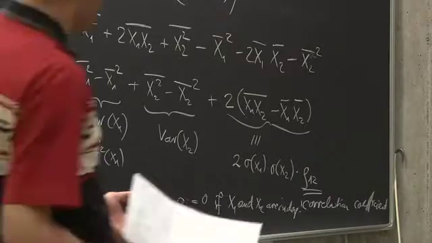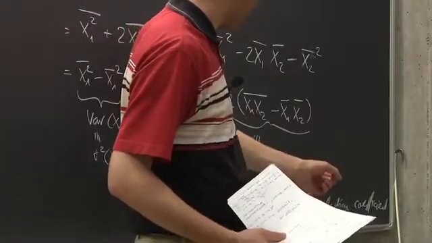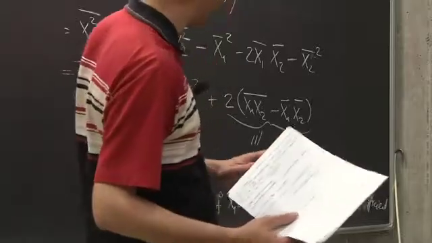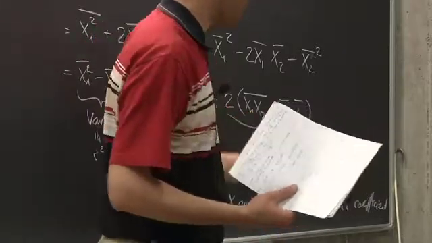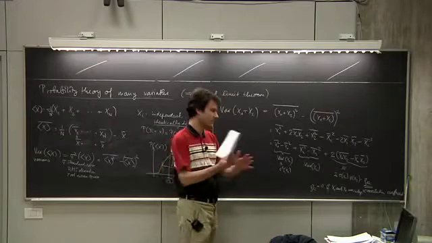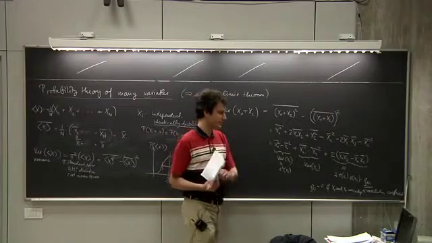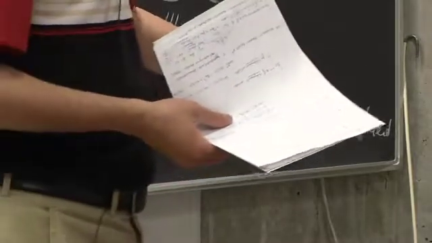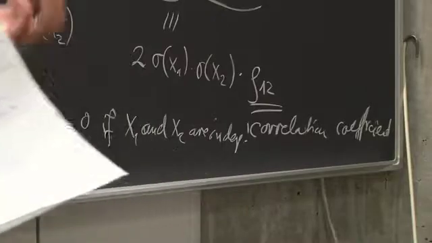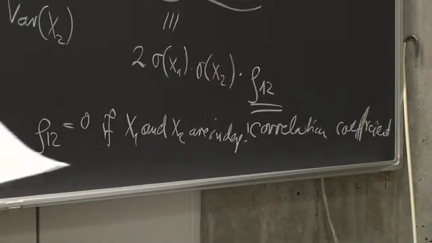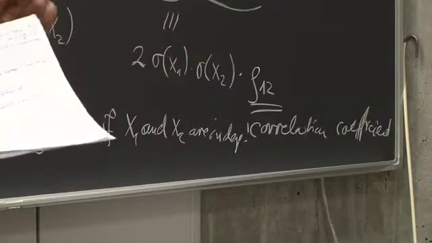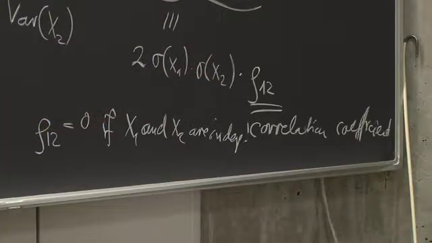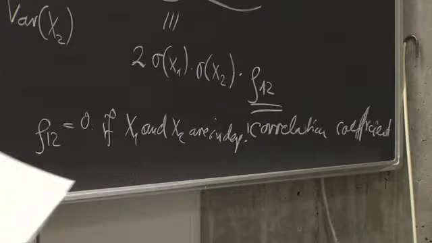If this value is positive, it tells you that the values of x1 and x2 tend to go in the same direction. If one deviates from the average in one direction, the other probably also does. If this coefficient is negative, you say there's anti-correlation. When one fluctuates away from the average to the left, the other rather fluctuates to the right. So this contains some information about the mutual influence of the variables on each other.